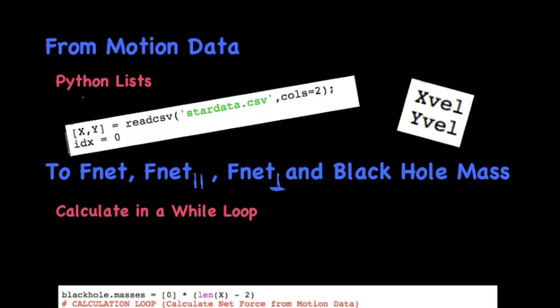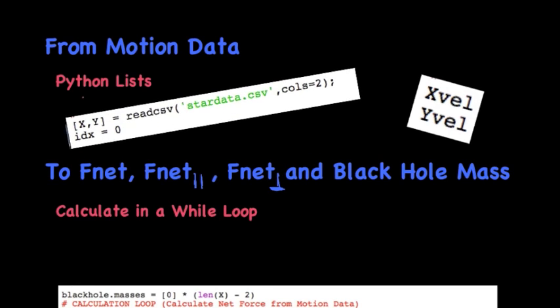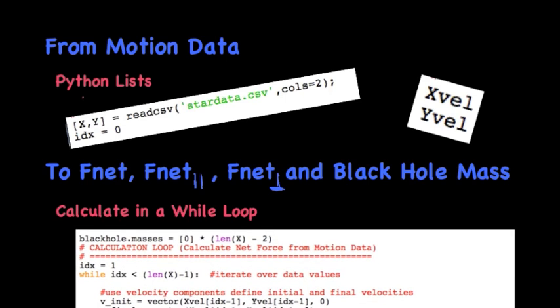Now we get to the most important part of the Python program, where we use the motion data that we already stored in lists to calculate FNet, FNet parallel, and FNet perpendicular. We'll also find the mass of the black hole. This calculation is done inside a while loop. The loop will recalculate the black hole's mass inside each iteration of the loop. Theoretically, this mass will be the same each time through, but the program could introduce small arithmetic errors, hopefully not too significant. For this reason, I have created a Python list called black hole masses to hold these calculated values. Later, I can take an average.